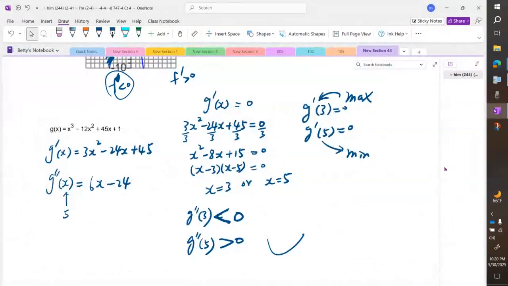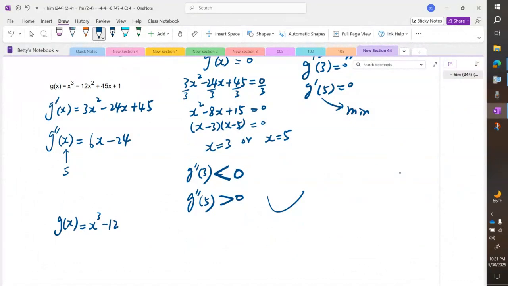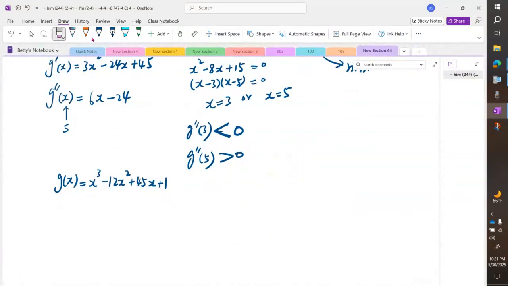We need to know what is g of 3 and what is g of 5. G of x is x cubed minus 12x squared plus 45x plus 1. Okay, what do we want to do? We want to know g of 3 equals what? We want to know g of 5 equals what, right? Do you really want to plug it in? Plug x equals 3, of course you will get a value, right? But let's use a better way to find g of 3.